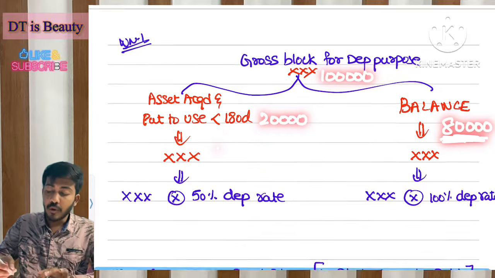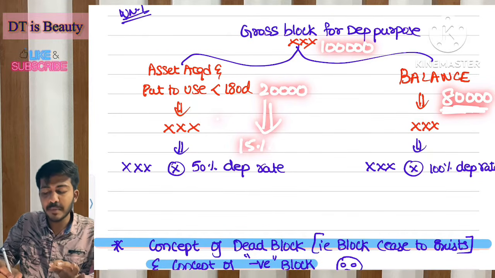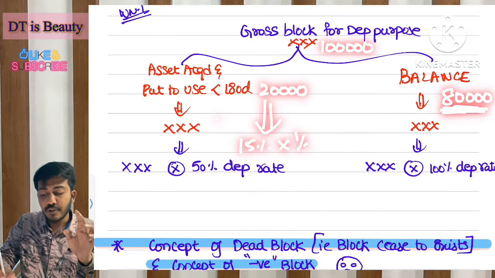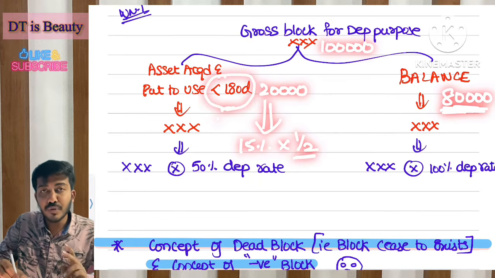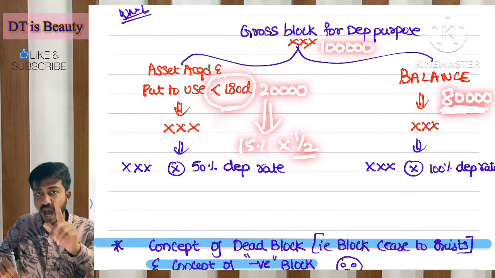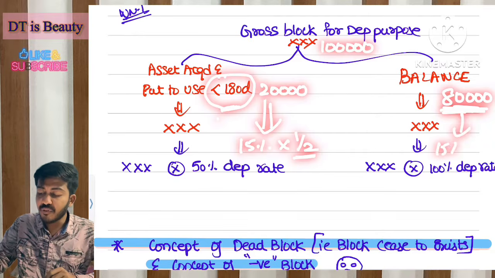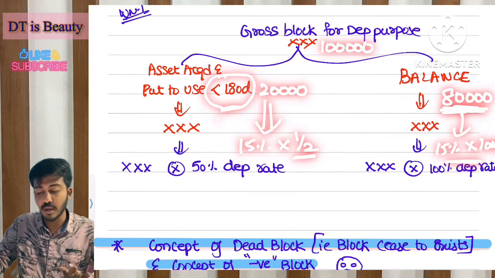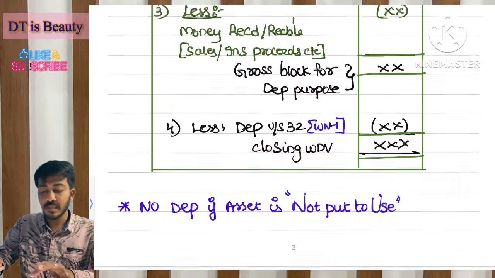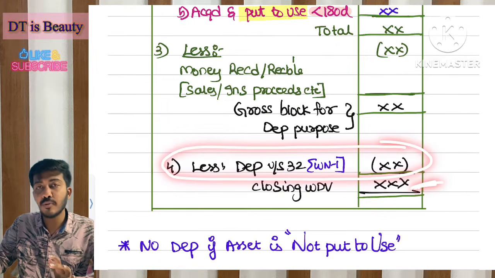Simple. On this 20,000 you should calculate depreciation. Say you have 15% as the depreciation rate, you should take only half of it. Income tax says if an asset is put to use for less than 180 days, you should take only half of the depreciation rate. Come to the balance. On this you can take 15%, the full depreciation, no restrictions. So this plus this will give you depreciation. Once you minus depreciation, you will get the closing WDV.